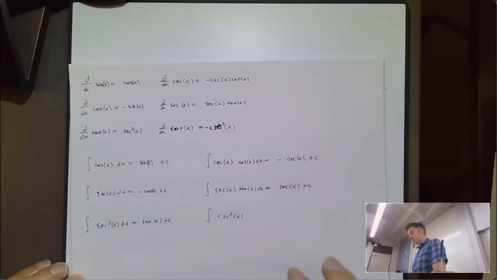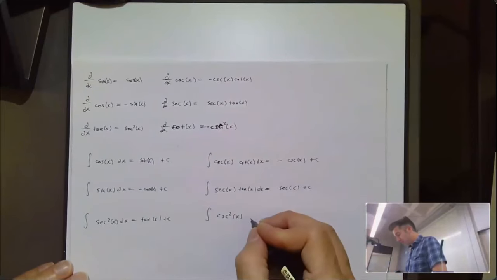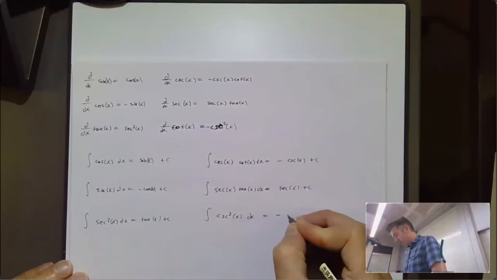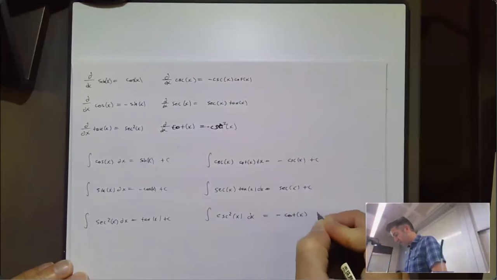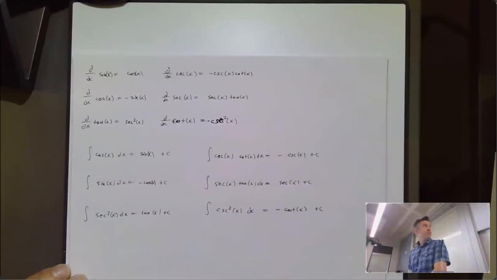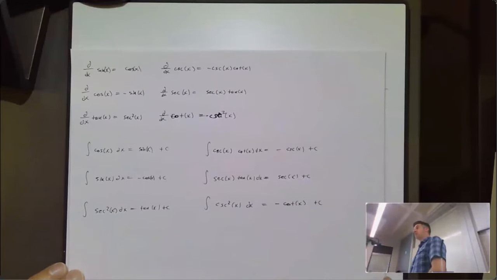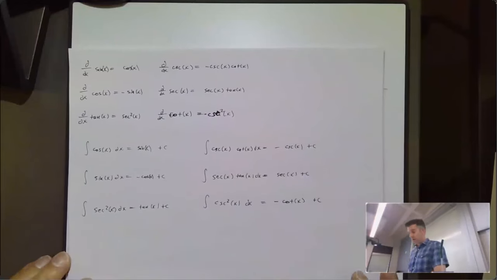So yes, the derivative of cotangent x is negative cosecant squared of x. So the integral of cosecant squared dx is negative cotangent of x. Okay, but then there are 4 other integrals we need to know, or we probably need to know.